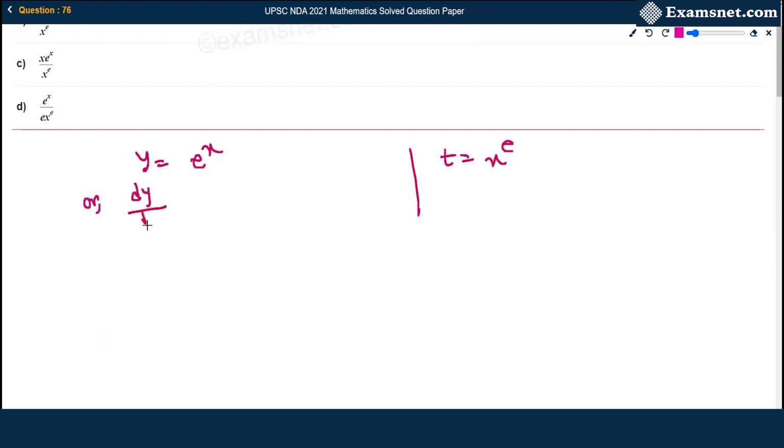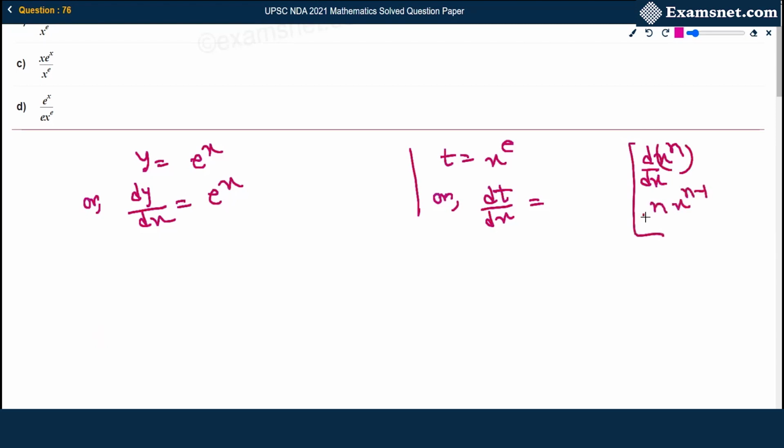So dy by dx of e to the power x: if we differentiate e to the power x, there would be no change. It becomes e to the power x. Now, since t is a function of x also, we will differentiate t with respect to x, dt by dx. So look here, x to the power e, we will treat as a polynomial, like x to the power n. So we know if we differentiate x to the power n, we will get n multiplied by x to the power n minus 1.